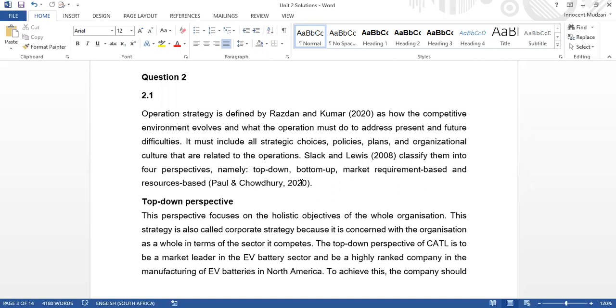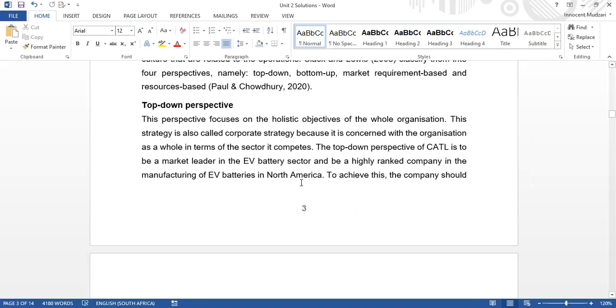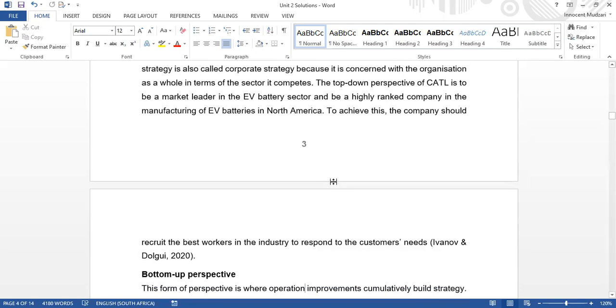Okay, so under the top-down perspective, right, we're just discussing how this can be used to develop a fit for purpose operations strategy. So the top-down perspective focuses on the holistic objectives of the whole organization. We're talking of the comprehensive objectives of the organization. This strategy is also called the corporate strategy because it's concerned with the organization as a whole in terms of the sector it competes in. So the top-down perspective of CATL is to be a market leader in the EV battery sector and be a highly ranked company in the manufacturing of EV batteries in North America. Now refer to the case organization in your answer. To achieve this, the company should recruit the best workers in the industry to respond to the customers' needs.